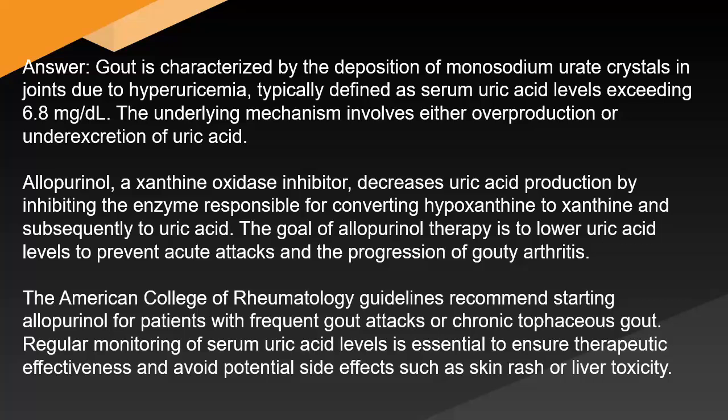Allopurinol, a xanthine oxidase inhibitor, decreases uric acid production by inhibiting the enzyme responsible for converting hypoxanthine to xanthine and subsequently to uric acid. The goal of allopurinol therapy is to lower uric acid levels to prevent acute attacks and the progression of gouty arthritis. The American College of Rheumatology guidelines recommend starting allopurinol for patients with frequent gout attacks or chronic tophaceous gout. Regular monitoring of serum uric acid levels is essential to ensure therapeutic effectiveness and avoid potential side effects such as skin rash or liver toxicity.